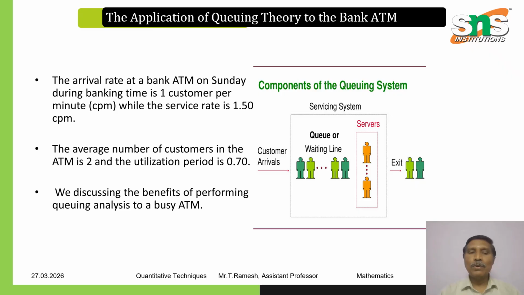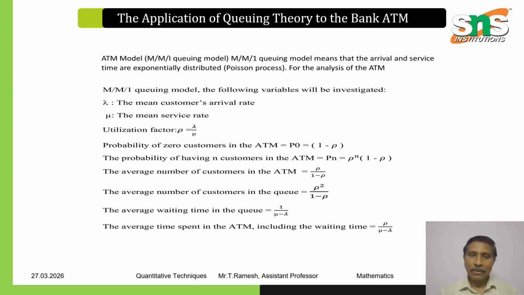While the service rate is 1.5 CPM. The average number of customers in this ATM is 2 and the utilization factor, that is rho, is 0.70. We discuss the benefit of performing queuing analysis for a busy ATM. Already we discussed some of the formulas, and we apply them here.